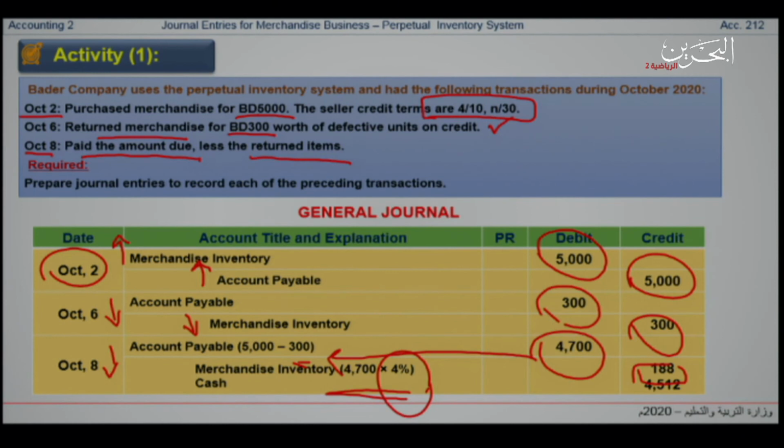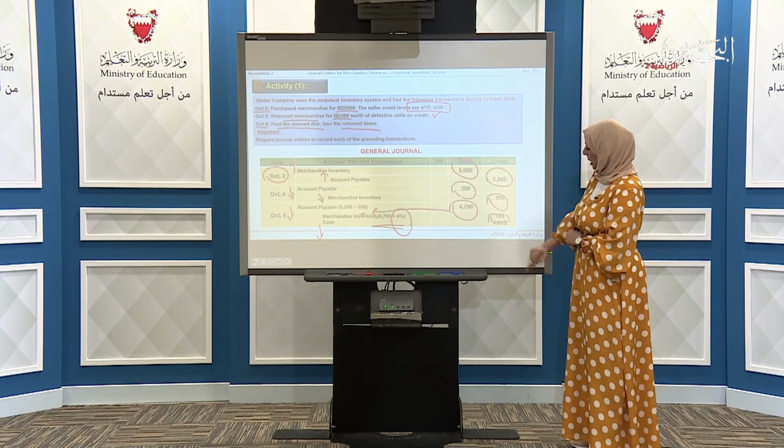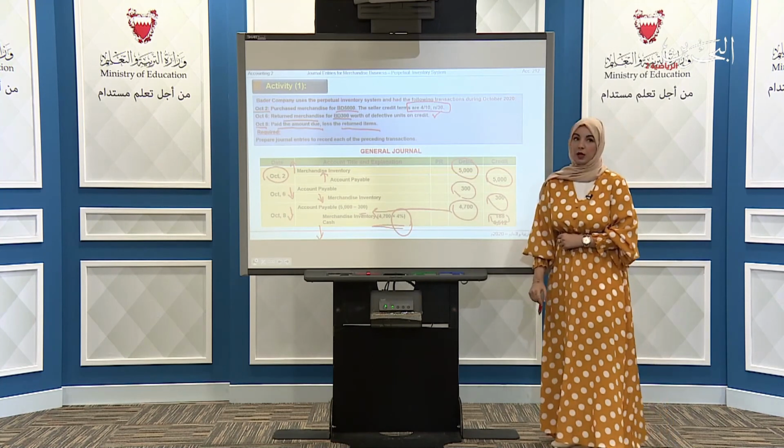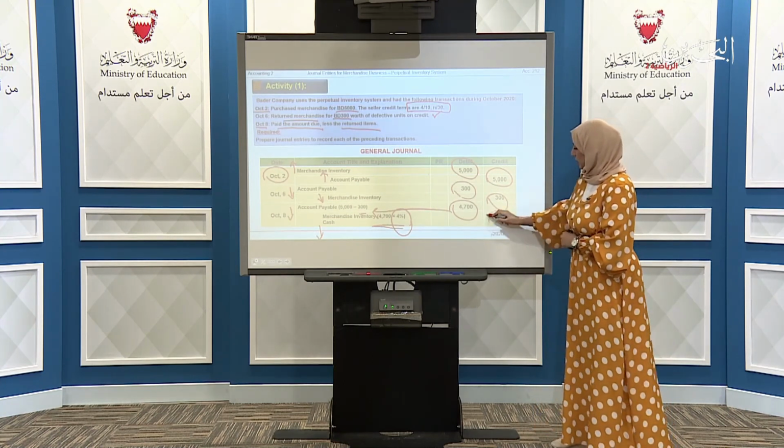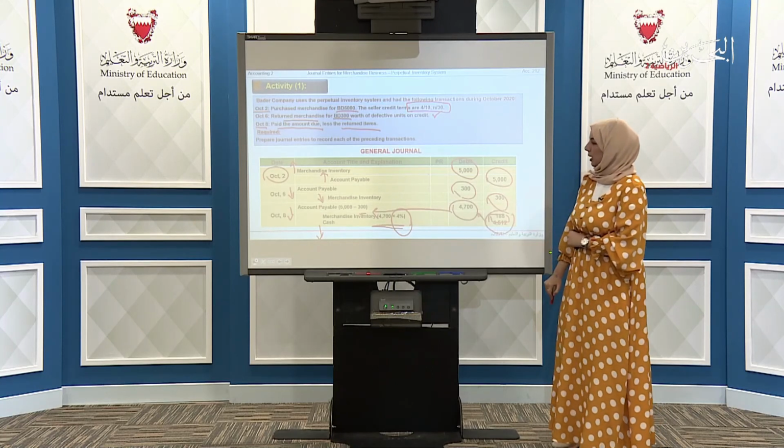Also, if I pay the liability that I have, the cash will decrease, and it will be the remaining amount, the difference between the total liability minus the discount, and I will get 4,512. And if I take the total of the credit side, it will be equal to the total of the debit side.